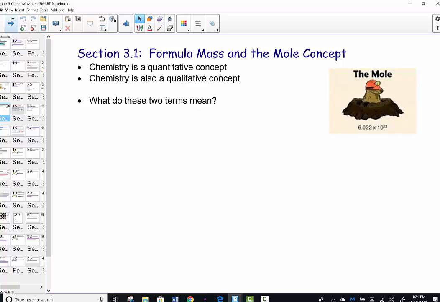Chemistry is a very quantitative science. Chemistry can also be a very qualitative science. Let's make sure we understand the difference. Oh, I have a screen error.